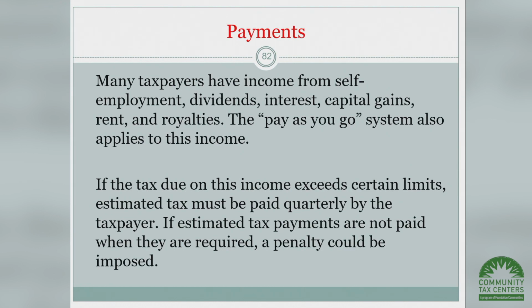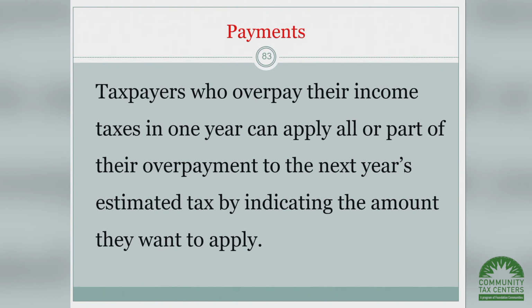So this is why, for some of our contract workers, we say if you know that you're going to be doing X amount, it might be in your benefit to go ahead and do an estimated tax payment throughout the year, so at the end of the year, when you come to do your taxes, you're not facing a large liability or a penalty tax. Taxpayers who overpay their income taxes in 1 year can apply all or part of their overpayment to the next year's estimated tax by indicating the amount they want to apply.